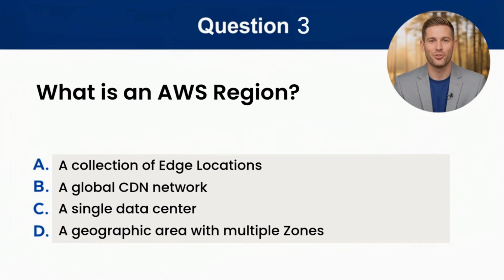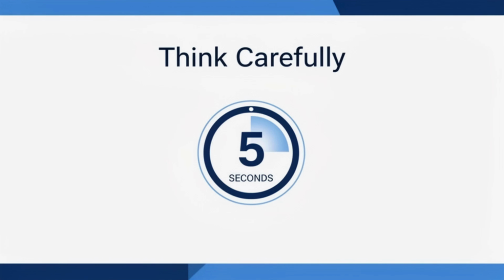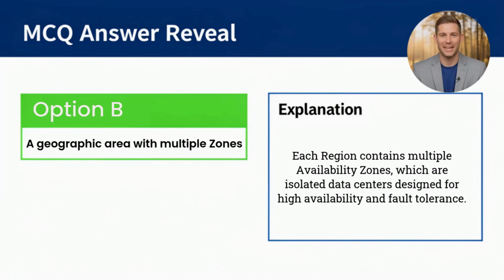Question 3. What is an AWS region? A. A collection of edge locations. B. A global CDN network. C. A single data center. D. A geographic area with multiple zones. Pause and think about the best option. The correct answer is D. A geographic area with multiple zones. Each region contains multiple availability zones, which are isolated data centers designed for high availability and fault tolerance.